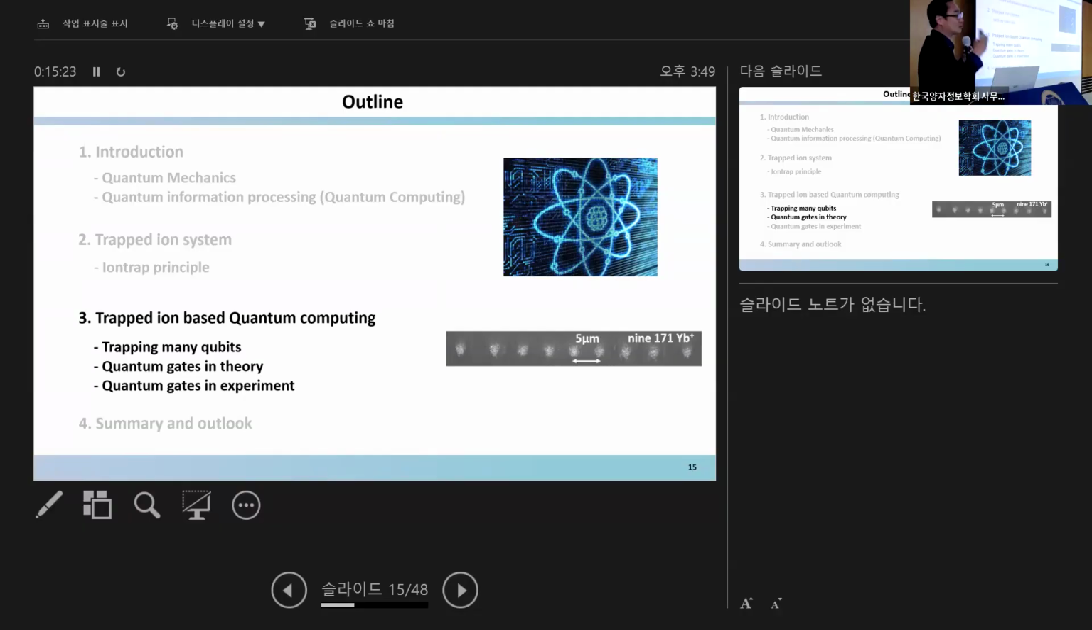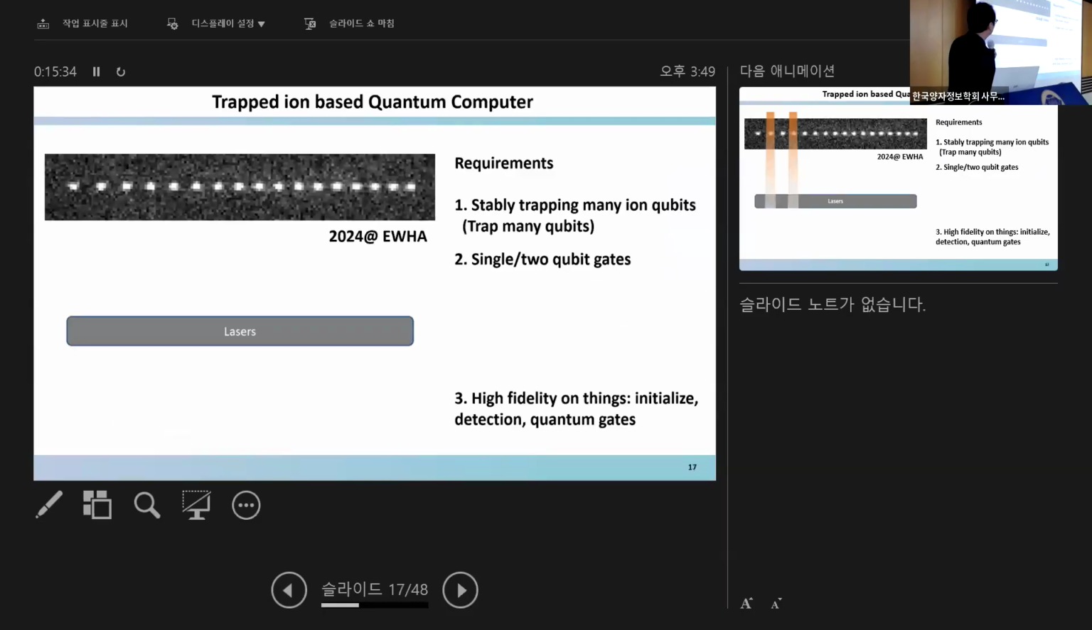That's correct. And also shuttling. You can move atoms back and forth by changing the voltage difference between 2 electrodes. We can move atoms around. Yes. All right. So what we have to do to make a quantum computer out of this system: first thing, we have to trap many ions, yes. And then we have to do single-qubit and 2-qubit gates.